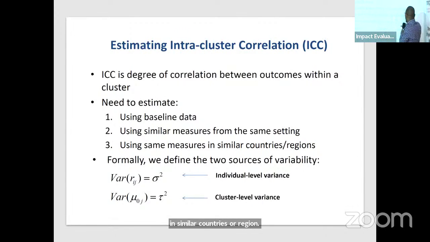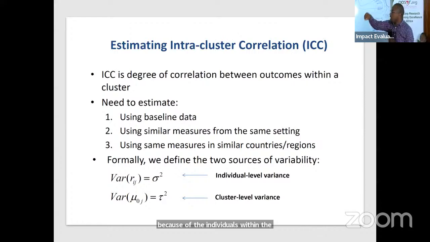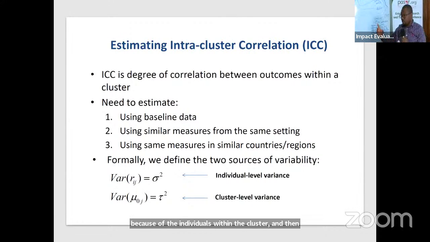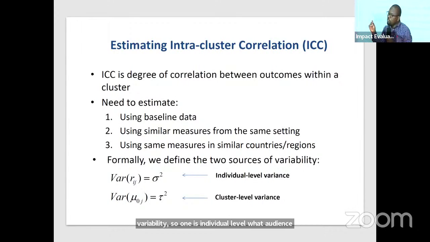Formally, we define the two sources of variability. When you think of sample variation, remember, within a cluster, there's variation because of the individuals within the cluster. And then between cluster A and cluster B, there's also variability between clusters. Are we together? So there are two sources of variability. So one is individual level what? Variance. Individuals within the cluster. The variance maybe will be small because you increase the number, they're all alike, they're homogeneous, right? But even if they're small, there is variance within the cluster.